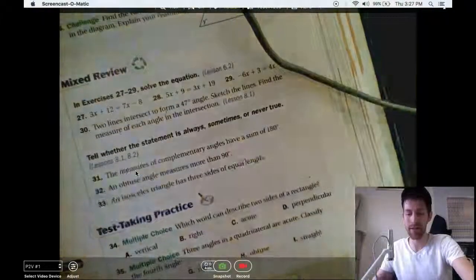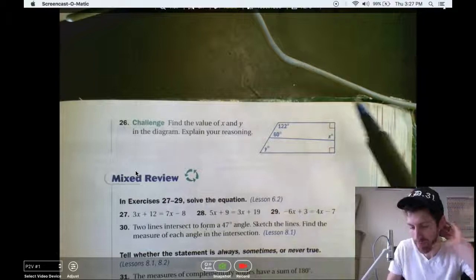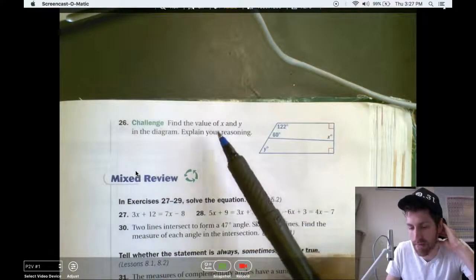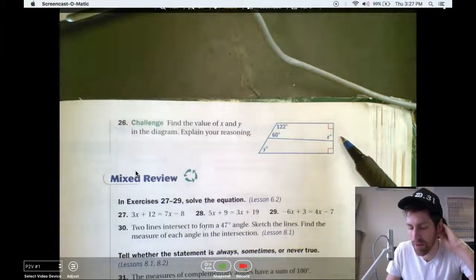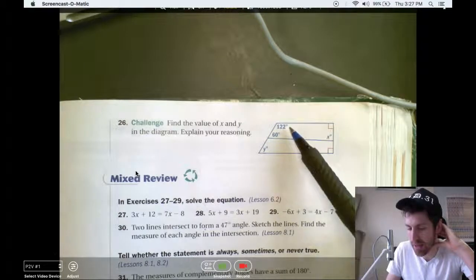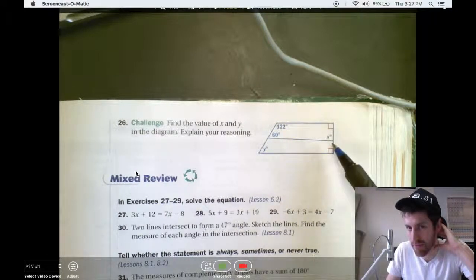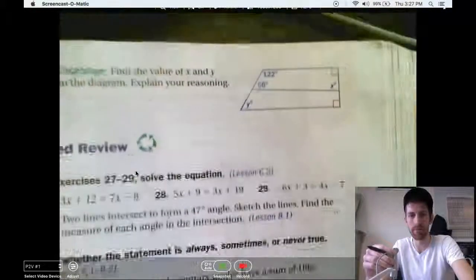Alrighty then. I think I might assign number 26 for you in class, and let me give you a little hint right away. This is a challenge problem. These ones are hard. Find the value of x and y in the diagram. Explain your reasoning. Well, there's a lot more information for this top quadrilateral, right? So maybe I should zoom in here for you.